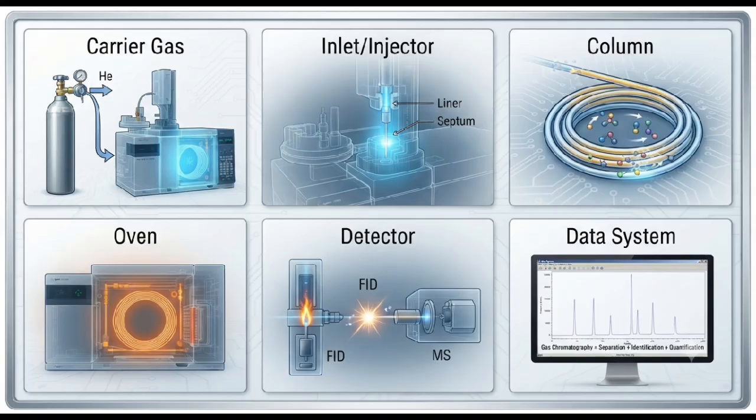The GC instrument. Before we follow the sample, let's understand the main parts of the instrument. First, we have the carrier gas system. Second, the injector, where the sample enters and is vaporized. Third, the chromatographic column, where separation occurs. Fourth, the oven, which controls column temperature. Fifth, the detector, which detects compounds as they leave the column. And finally, the data system, which converts detector signals into a chromatogram.